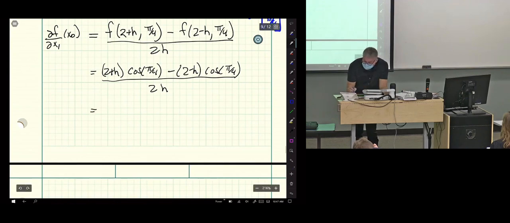And when you do the math, this factors out. The 2 and the 2 cancel. You have h here and a minus and a minus. You get 2h over 2h. Those cancel. And so you end up with, as we noticed on that first thing, cosine pi over 4, which is 1 over square root of 2 or square root of 2 over 2.